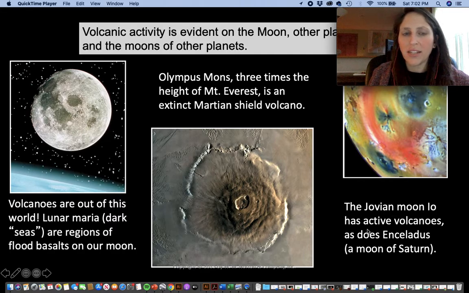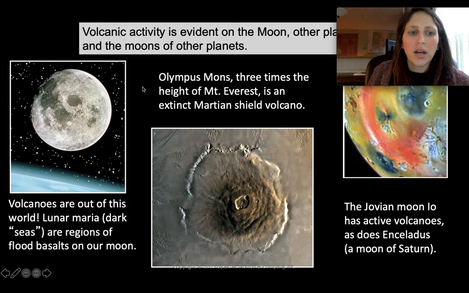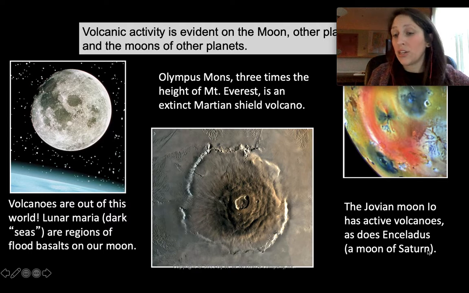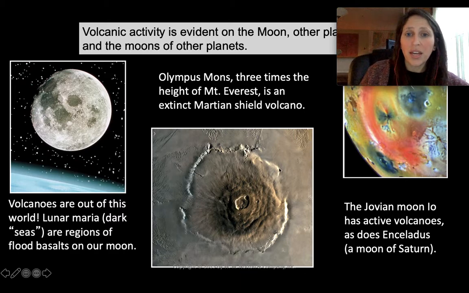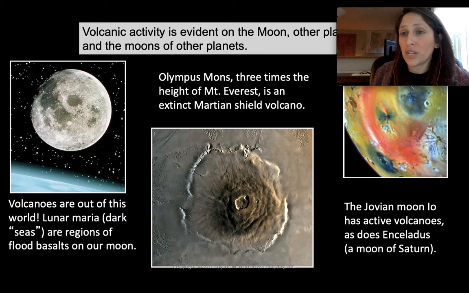And if you're thinking that volcanoes only happen on Earth, you would be incorrect. Okay, there's volcanic activity happening on other planetary bodies. Okay, so volcanic activity happens on the moon, it happens on Mars, and it can also happen on other planetary bodies like moons of Saturn. So Io experiences volcanic activity. Olympus Mons is a volcano on Mars. You can go visit it on Google Earth, and it's 3 times the height of Mount Everest, and it is an extinct Martian shield volcano.